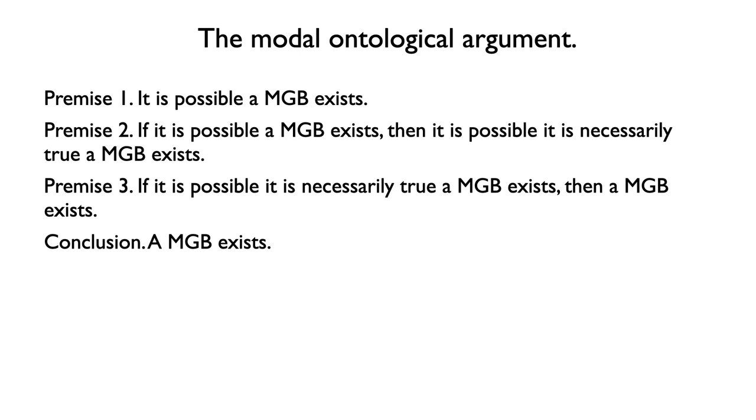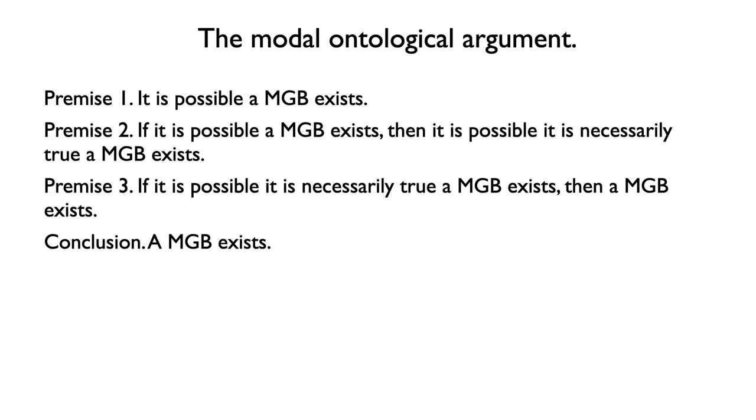Okay, so let's go on to the modal ontological argument. We have a new version of the modal ontological argument that takes advantage of what we've studied about S5 modal logic. So premise 1, it is possible a maximally great being exists. Premise 2, if it is possible a maximally great being exists, then it is possible it is necessarily true a maximally great being exists. Premise 3, if it is possible it is necessarily true a maximally great being exists, then a maximally great being exists. Conclusion, a maximally great being exists.